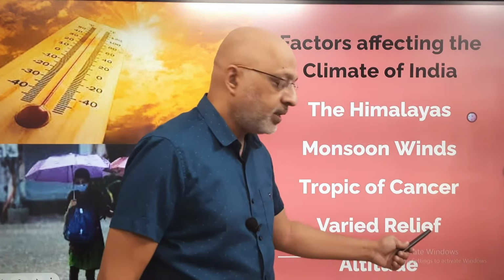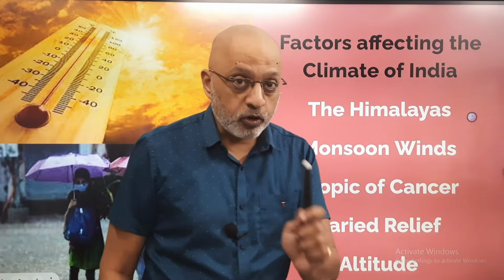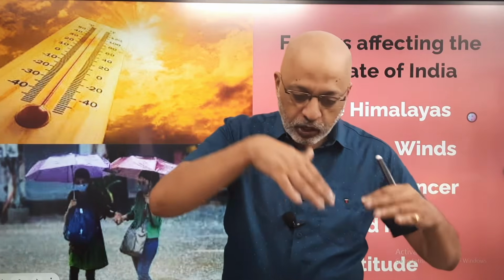Then finally the next point is varied relief. Now इसमें आपको relief का मतलब समझना है. Relief in geography is not the same as relief in English. Relief in geography means the terrain of the earth. जो the kind of different features which are on the earth is known as relief. And varied relief means terrain or topography which is not even.